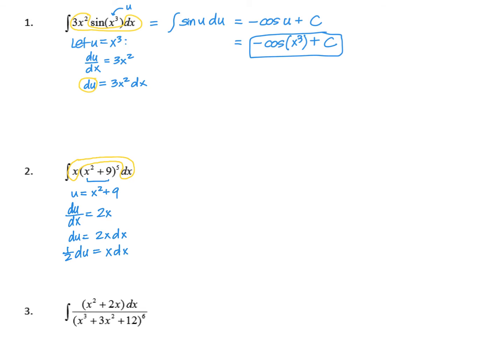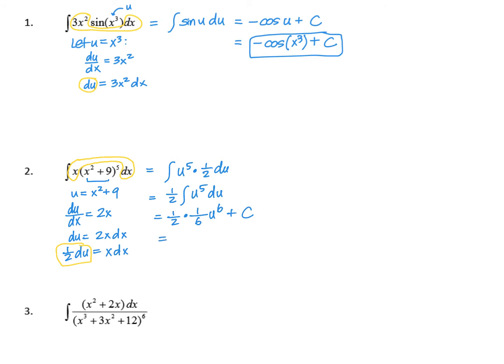So what we have here is the integral of u to the 5th, because x squared plus 9 is u, so we have u to the 5th, and then this yellow part, x dx, is equal to 1/2 du. So we're going to write 1/2 du in place of x dx. So then we have 1/2 times the integral of u to the 5th du. Well, the antiderivative of u to the 5th is 1/6 u to the 6th plus c.